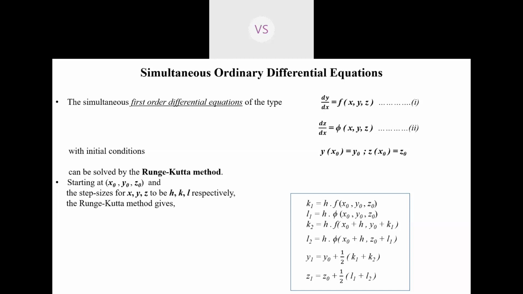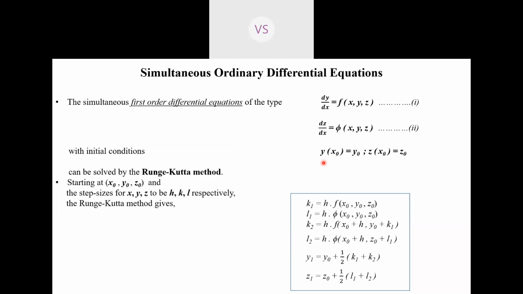Now previously you have seen the RK method, the second order RK method. In that method you were finding k1, k2 and then y1. Here, as we are having two equations, they are known as simultaneous ordinary differential equations. When one equation is there, we require one condition. When two equations are there, we require two conditions. Here you can see two conditions are given.